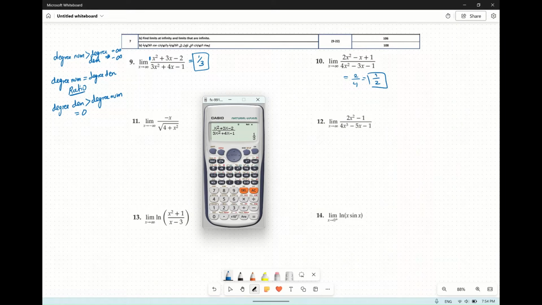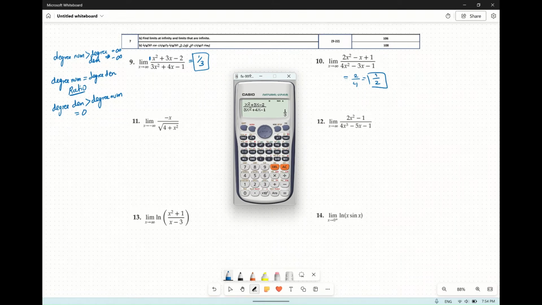This is the answer. Same thing with question number 10. Here I can go ahead and write the function 2x squared minus x plus 1 over 4x squared minus 3x minus 1. Then again I will click calculate. X is going to positive infinity, so I will put a very large positive number, and I will click equal. What did I get as the answer? 1 over 2.